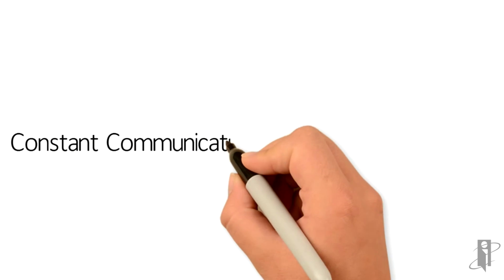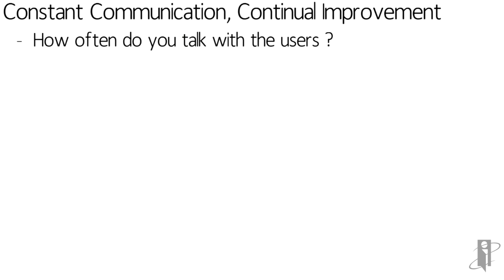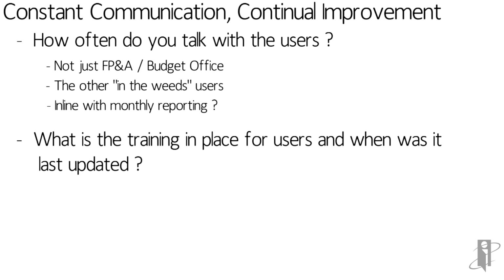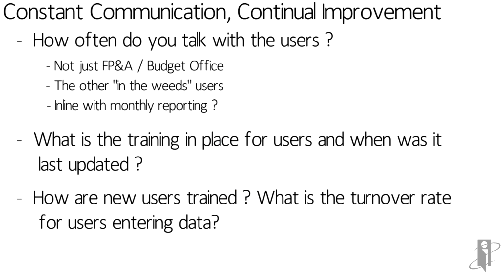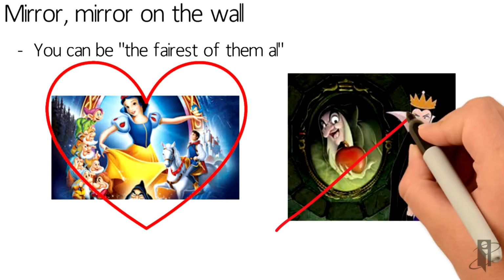You also want to make sure that you've got constant communication going on with your stakeholders. So not just the budget office or FP&A, but the actual end users themselves. You also want to make sure that you're in line with the monthly reporting group as well. Taking a look at what training is in place for end users. When was it last updated? Have I updated it for some of the new end user features that are available? So again, mirror, mirror on the wall, you can be the fairest of them all.